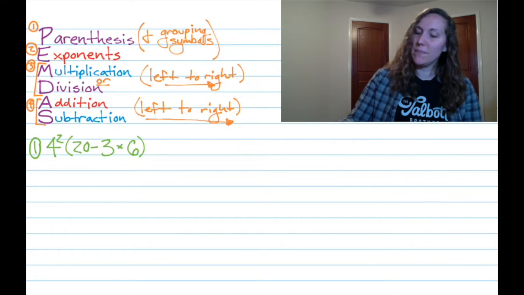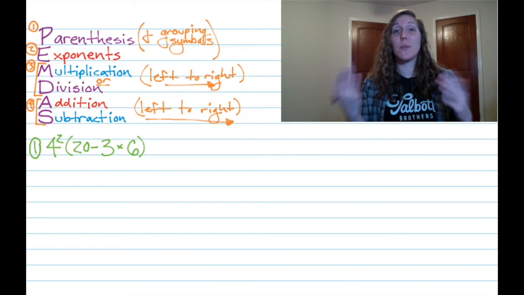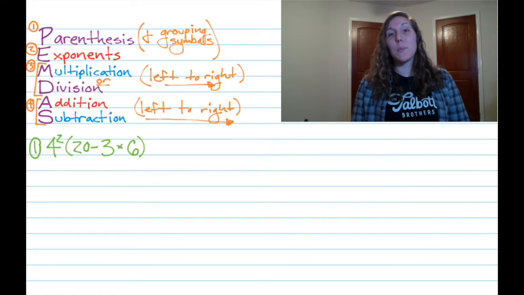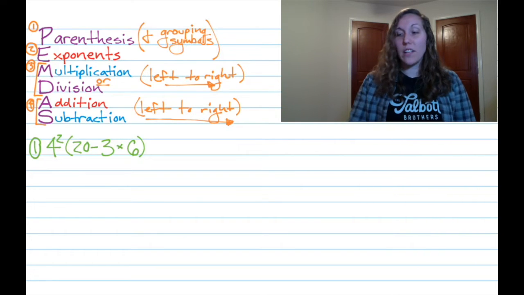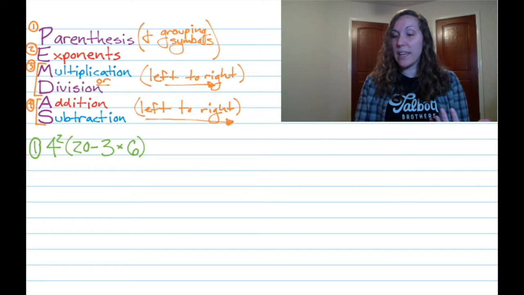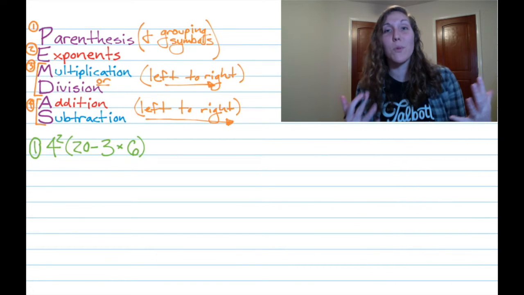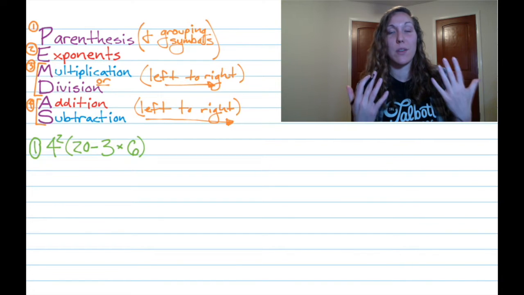Let's look at number 1. It says 4 squared, and then because it's right up against that parentheses, we know it means to multiply. So it says 4 squared times, and then inside of the parentheses, it says 20 minus 3 times 6. So let's follow our order of operations. We can't just start squaring things and adding or subtracting things, multiplying things. The whole point of the order of operations is that we have to follow this set of rules that we just learned.